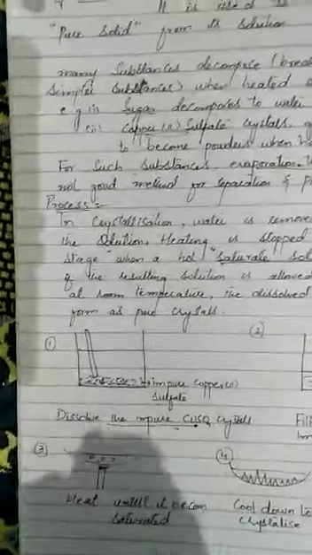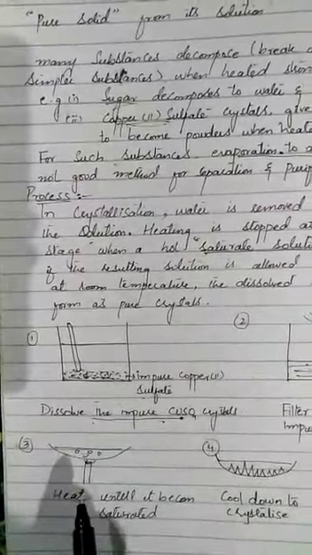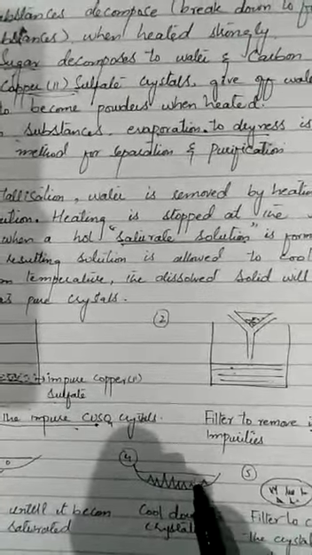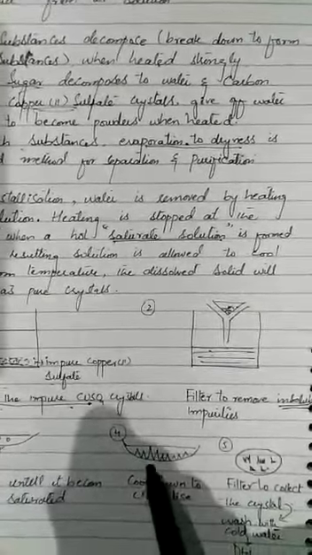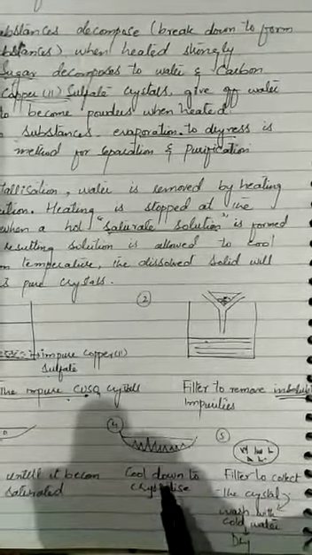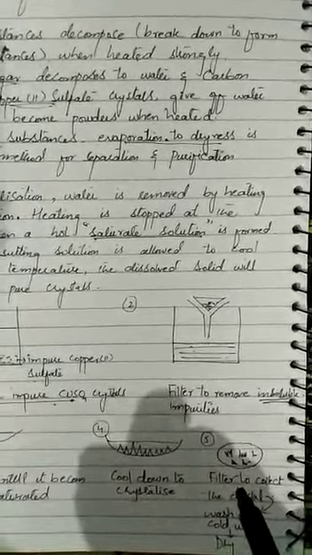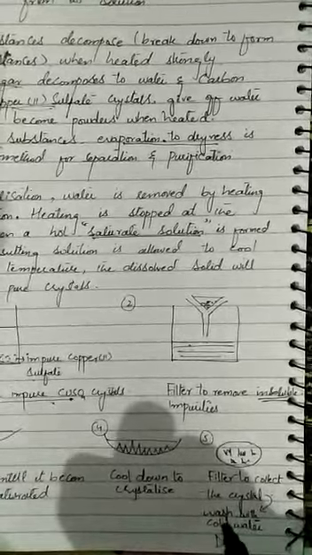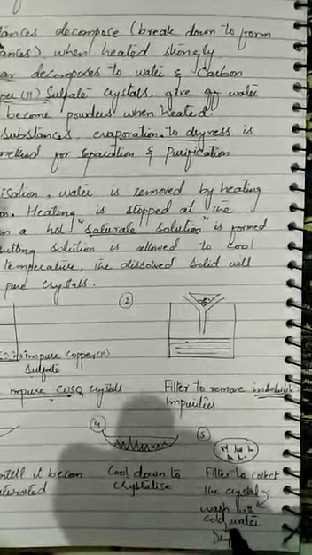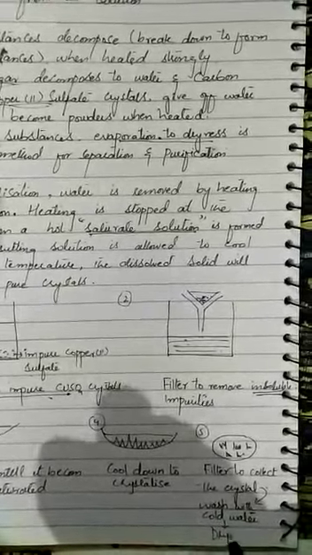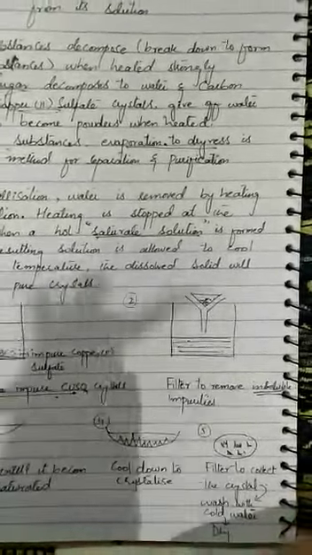What will be the next step? We will heat until it becomes saturated. This is the heating process. Then a very saturated solution we will get. We will cool down this solution, and after cooling we will get the crystals. Then these crystals will be collected on the filter paper. We will wash these crystals, and after washing, we will make them dry in the foldings of the filter paper.